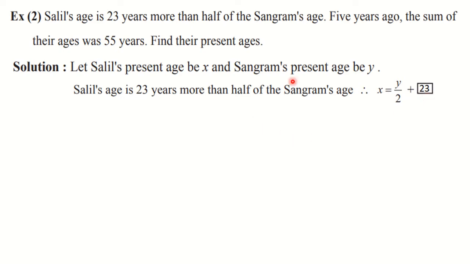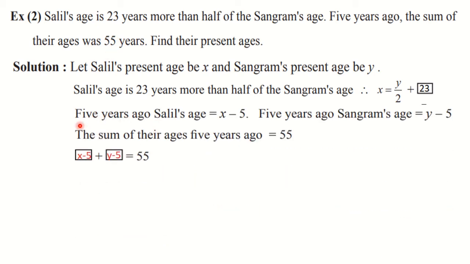Now we have to discuss the second condition. 5 years ago. Now 5 years ago, the age of Sahil will be what? x minus 5. And age of Sangram will be what? y minus 5. And that time the sum provided is 55 years. Okay, so what they have provided to us is, see, 5 years ago, Sahil's age is x minus 5. 5 years ago, Sangram's age will be y minus 5. And their sum is given as 55.